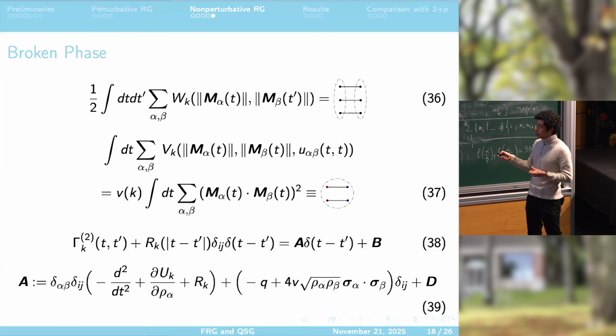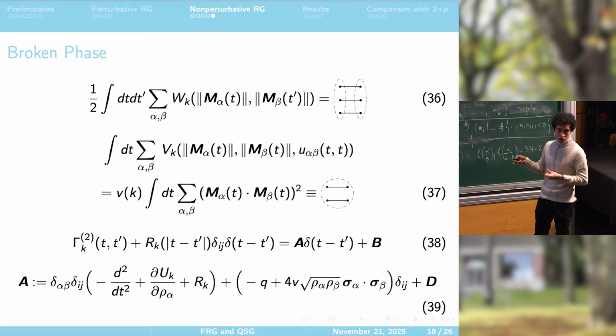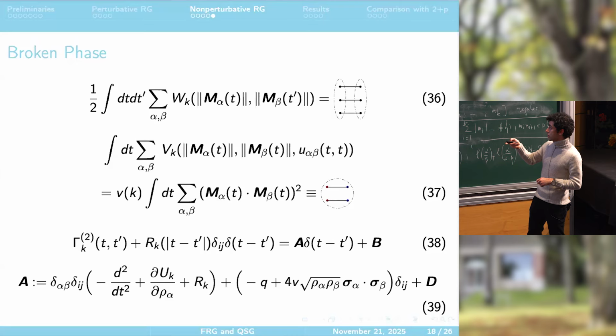But we ignore B for now, and we look at A. If we look at A, there is a term that respects replica symmetry, delta alpha beta, and the ON symmetry, which comes from the terms that we actually didn't change, the local terms and the derivative terms. But there is another term that we add here that explicitly breaks the replica symmetry.